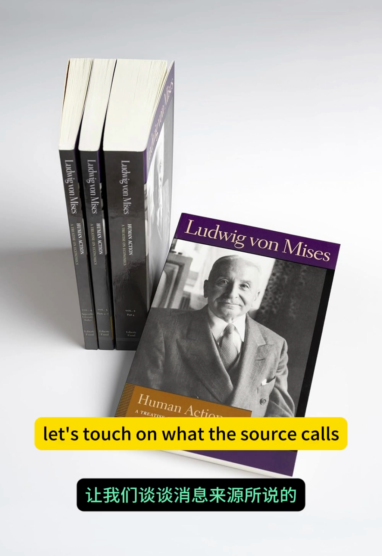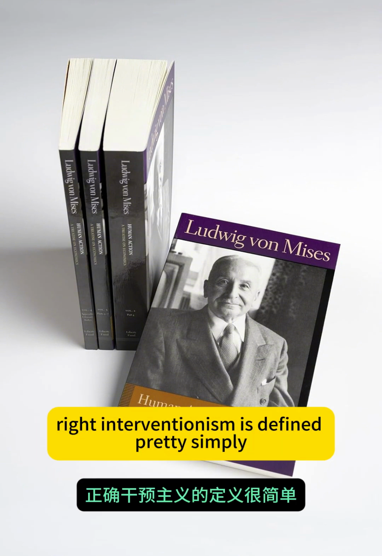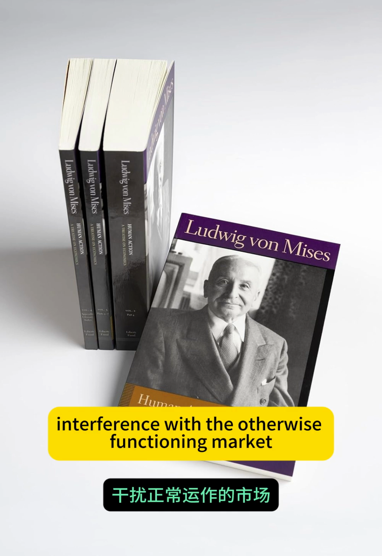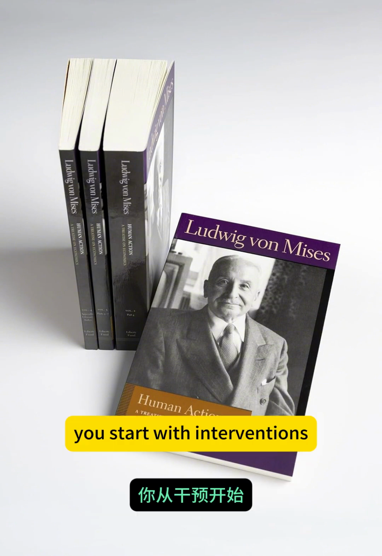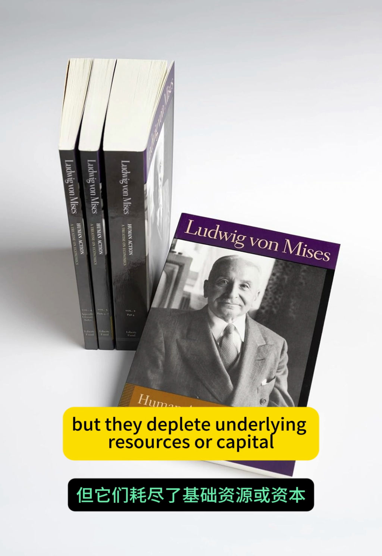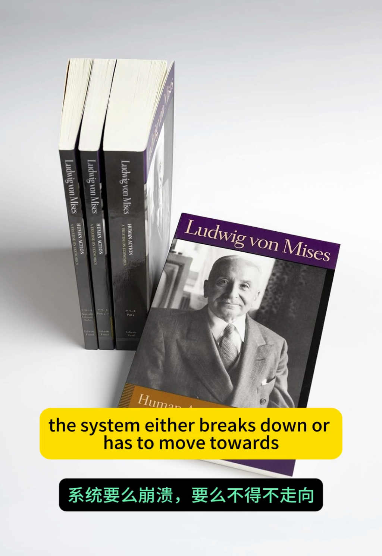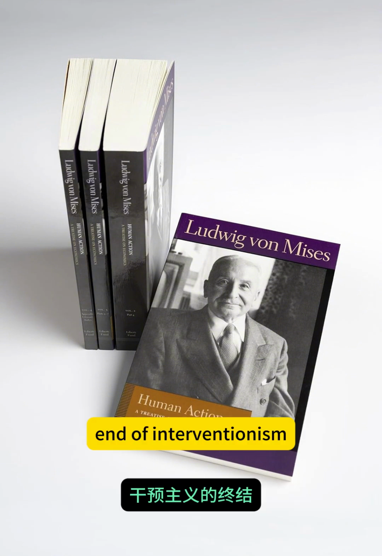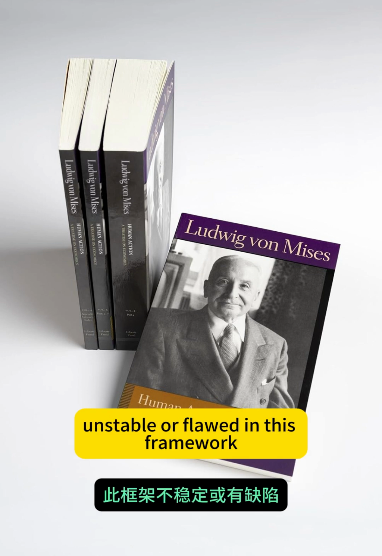Okay, finally, let's touch on what the source calls the crisis of interventionism. Right. Interventionism is defined pretty simply. It's government interference with the otherwise functioning market economy. The source kind of describes a trajectory. You start with interventions. Maybe they seem to work initially, the harvest, but they deplete underlying resources or capital, the exhaustion of the reserve fund, and ultimately, the system either breaks down or has to move towards full central planning, the end of interventionism. Why is interventionism viewed as inherently unstable or flawed in this framework?